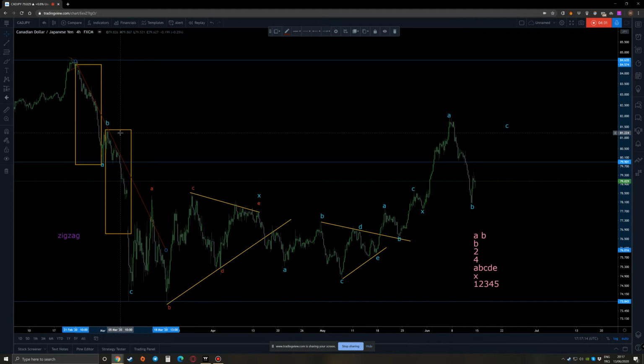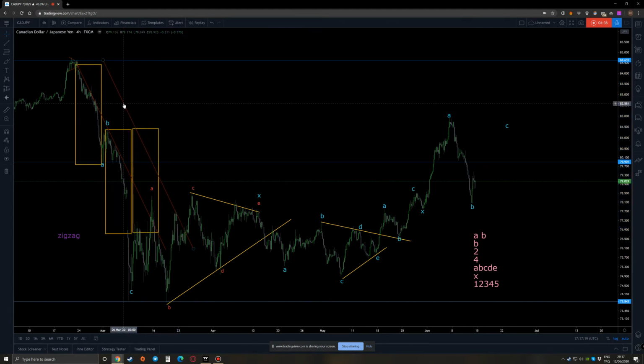Now, if we take this time of wave C and put it on the right side, of course without the 0 to B trend line, what we should have seen, if it was a simple correction, is a move that came all the way to the B wave.